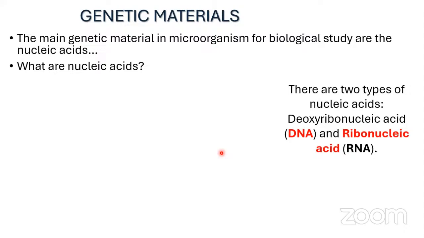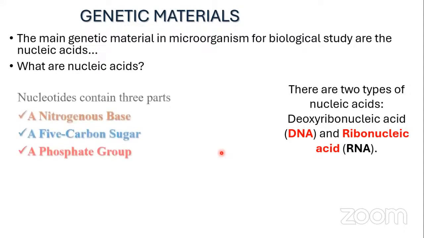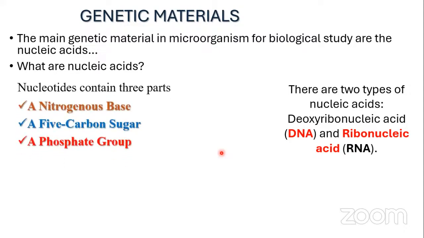The DNA is the main carrier of the genetic information responsible for the growth and development of the cell. It usually contains what are called nucleotides. A nucleotide contains three parts: the nitrogenous base, a 5-carbon sugar, and a phosphate group, which form the basic backbone of the DNA. In the DNA we have all the genes, and the genes are in the form of codons.